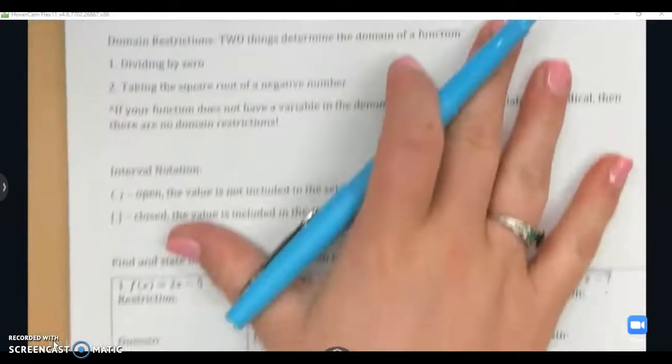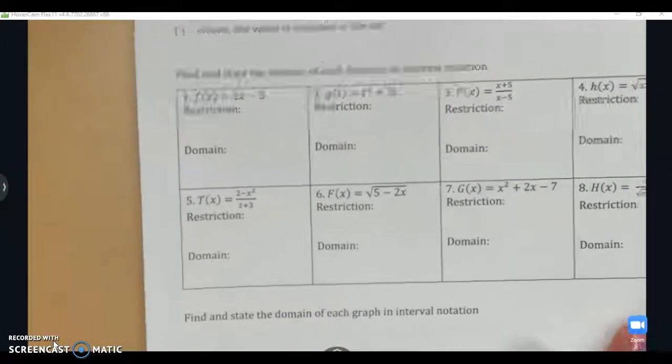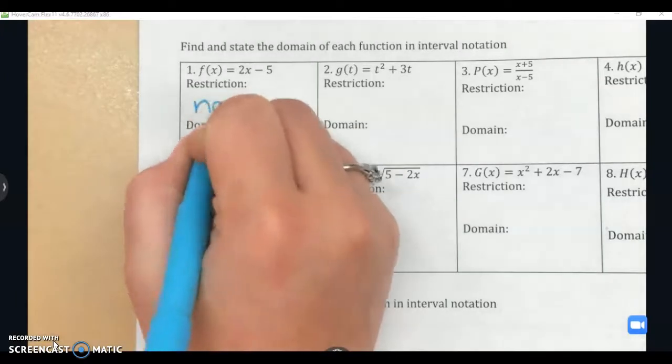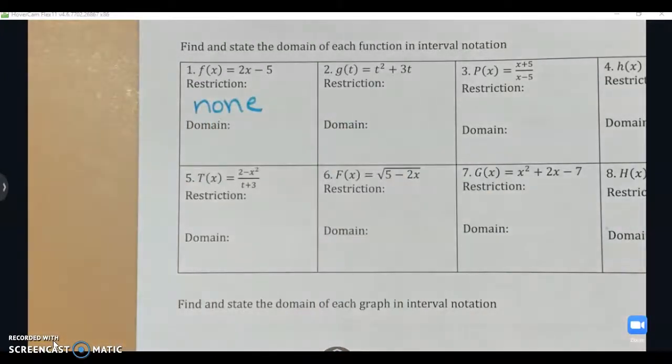So let's dive right in, starting here with number 1. 2x minus 5. I do not have a variable in my denominator, and I don't have a radical, so I have no restrictions, and my domain is all real numbers.